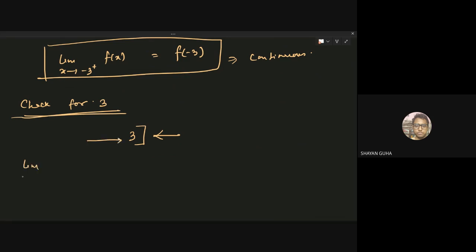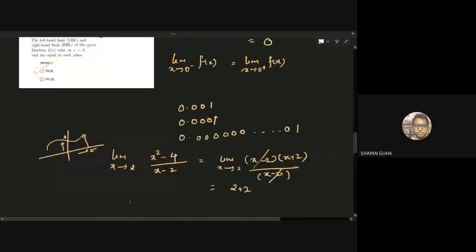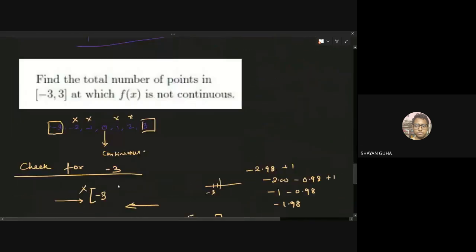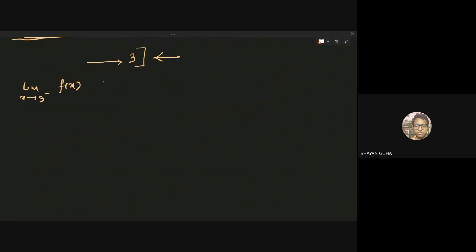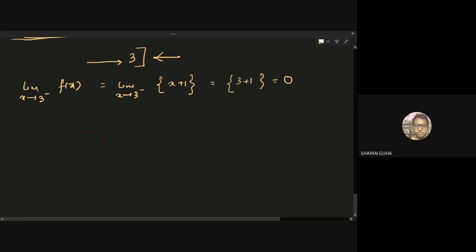That means I can calculate limit x tends to 3 minus of f(x). And when x approaches 3, what is the functional value here? It's actually fractional part of x plus 1. This is equal to limit x tends to 3 minus of fractional part of x plus 1. Now if I put 3 here, I will get 3 plus 1. Basically, it's giving me 4. And ultimately, we know that when we consider an integer, the output should always be 0.